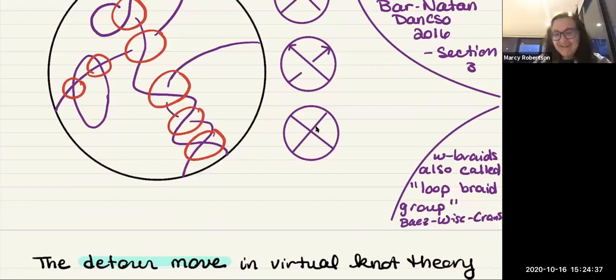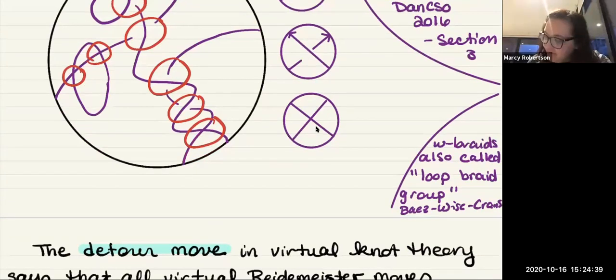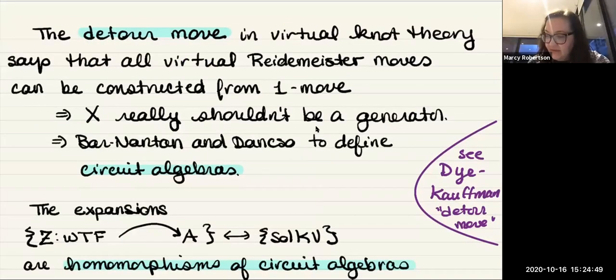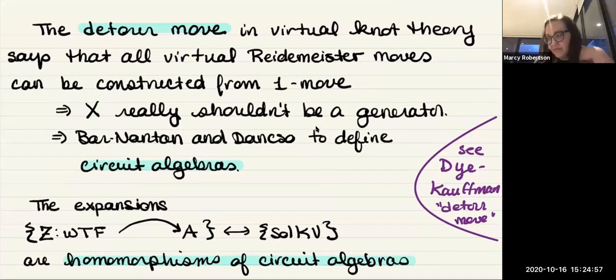So I'm going to switch to a more reasonable, in my opinion, more natural way to think about this. These virtual crossings are kind of strange. They're basically just transpositions. In fact, in knot theory, there's the notion of the detour move for virtual crossings, which basically says that these virtual Reidemeister moves are pretty trivial. You can move them around. So this led Bar-Natan and Dancso to design circuit algebras. They didn't want to think about the virtual crossings, so they moved them.